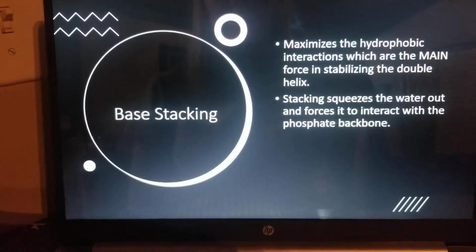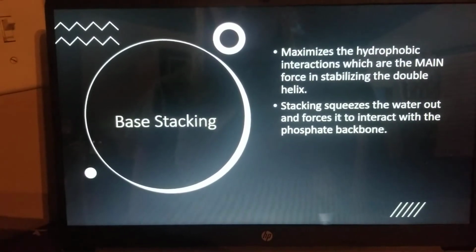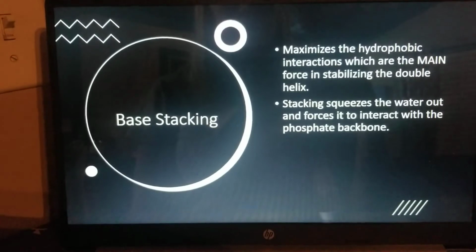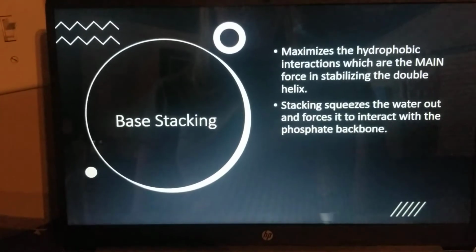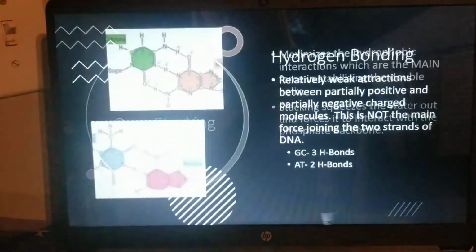Base stacking is the maximization of the hydrophobic interactions, which are the main force in stabilizing the double helix. Stacking squeezes the water out and forces it to interact with the backbone.